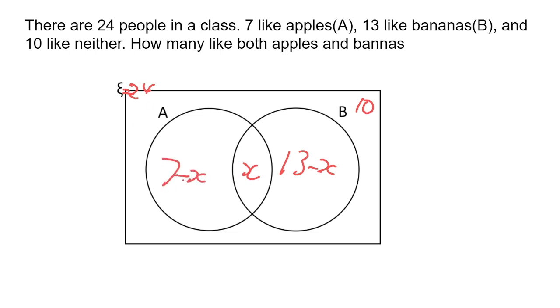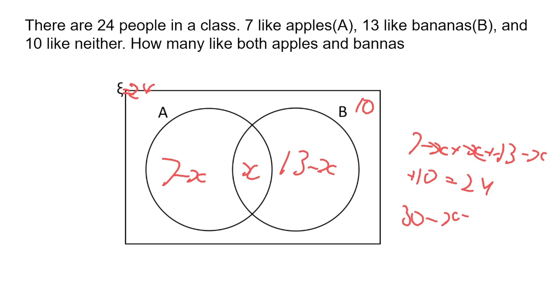And finally, we can make an equation by doing 7 minus x plus 13 minus x plus 10 equals 24. If we add all this up, 7 plus 13 plus 10 equals 30, and then minus x minus x is minus 2x, so 30 minus 2x equals 24, which means x is 3. Checking: this is 10, this is 4, this is 3, and 10 plus 4 plus 3 plus 7... and that's how many people are in the class. So the answer is 6. 6 people like both apples and bananas.